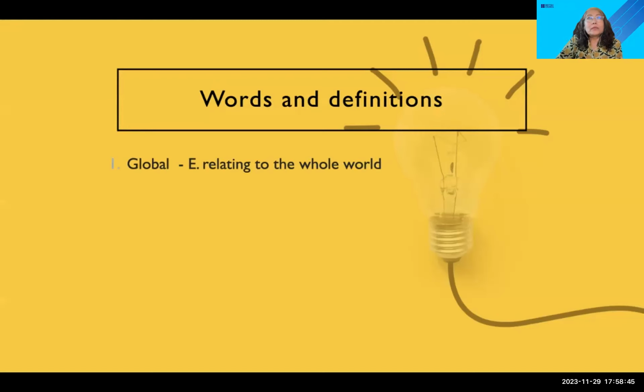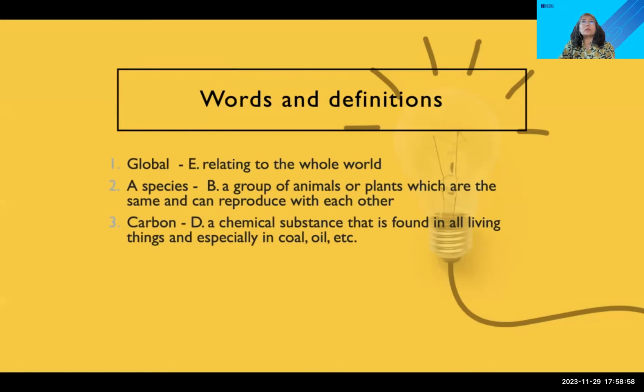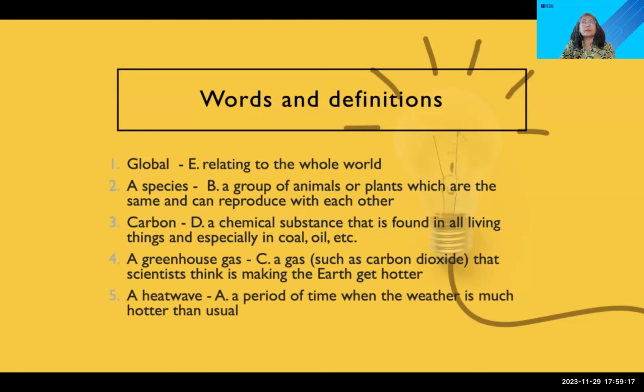1 was global, which was E, relating to the whole world. 2 we have is a species, which is B, a group of animals or plants which are the same and can reproduce with each other. 3 is carbon, which was D, which is a chemical substance that is found in all living things and especially in coal, oil, etc. 4 is a greenhouse gas, which was C, a gas such as carbon dioxide that scientists think is making the earth hotter. 5 is a heat wave, which was a period of time when the weather is much hotter than usual.